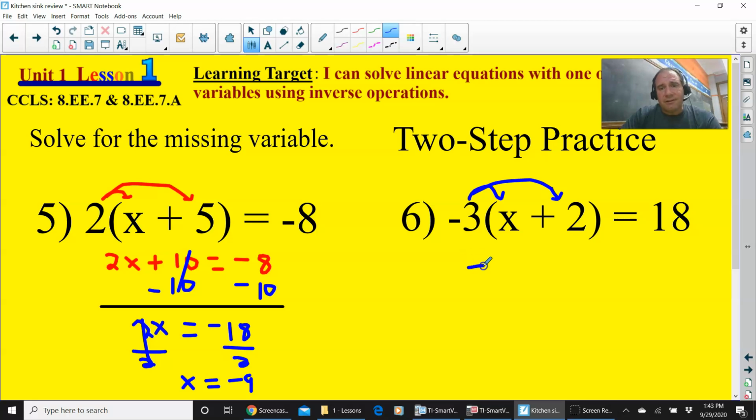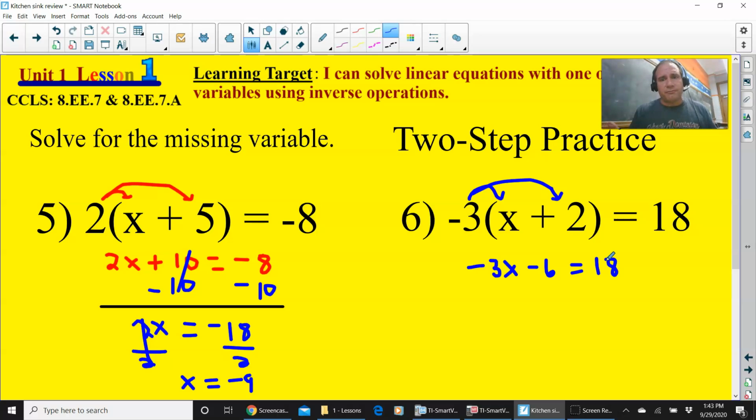So -3 times x is -3x. And that's because it's negative times a positive. Negative times a positive is negative. Negative times a +2 is -6. Do not forget that. It is not bringing the positive down. It is because it's negative times a positive. That is a -6. And we have 18. That is a 2-step equation.